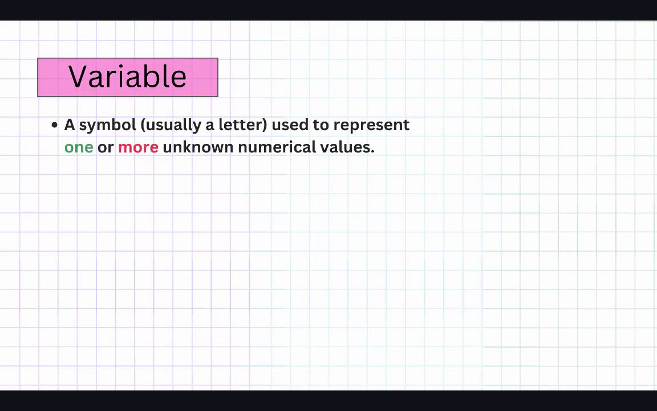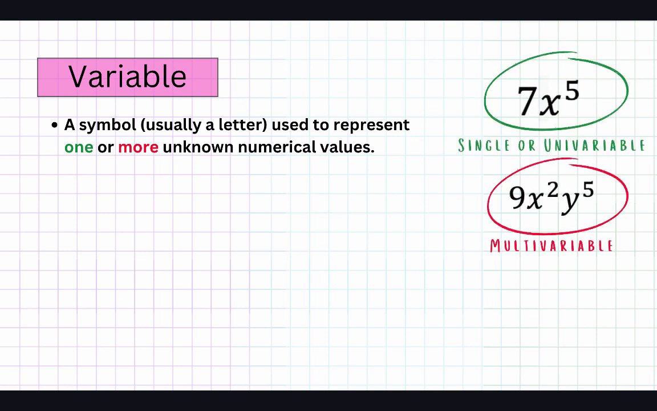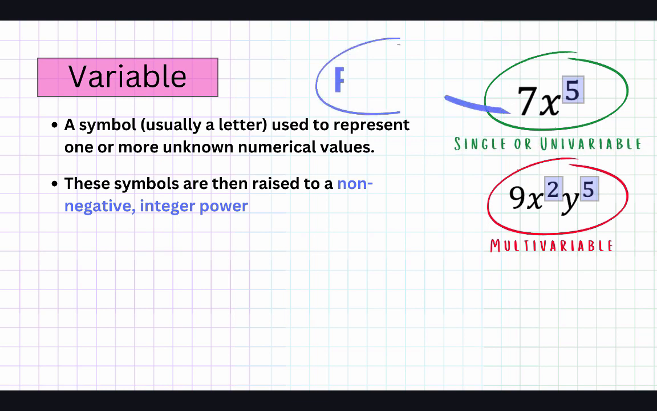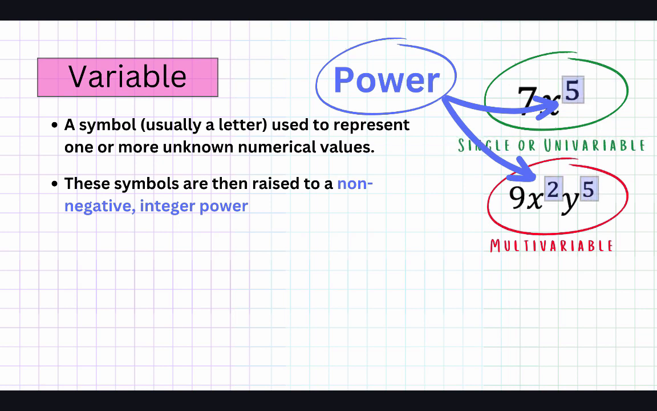The variable part of a term is a little bit more complicated. A variable is a symbol, which is usually a letter, that is used to represent one or more unknown numerical values. Mathematicians label terms which contain only a single variable as univariable, whereas terms which contain two or more variables are similarly labelled as multivariable. An important feature of terms which make up polynomials is the power that each of their variable components is raised to. To classify as a polynomial, each of the variables can only be raised to a non-negative integer power.